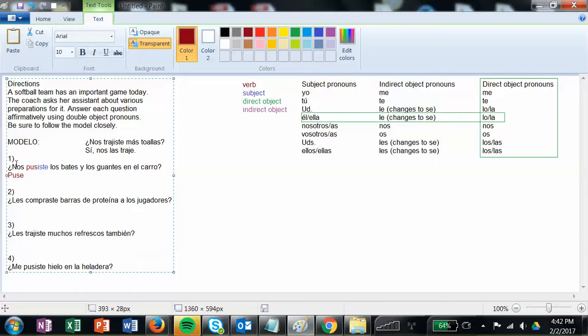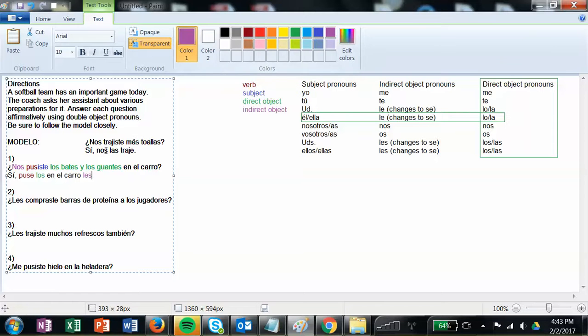So you've got to identify, what was being put? The what is always your direct object. Los bates y los guantes. That is your direct object. And we are going to replace it with los. And then this is for whom you put it in the car. So what you need to say is, yes, I put them in the car for you all, which would be "las" right? Because if it's, did you put it in the car for us? Yes, I put it in the car for y'all.